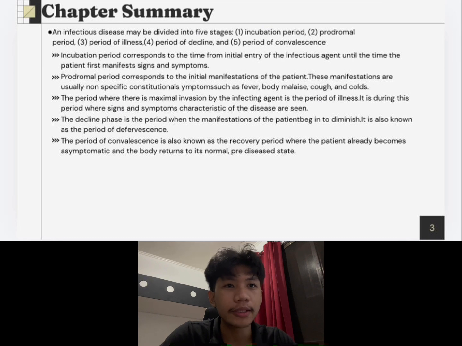So, next one is lastly, fifth, the period of convalescence. It is also known as the recovery period when the patient already becomes asymptomatic and the body returns to the normal pre-disease state. No signs or symptoms.